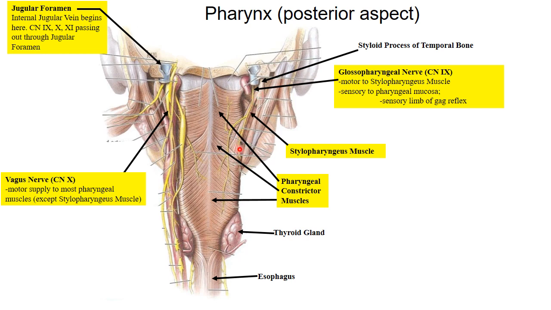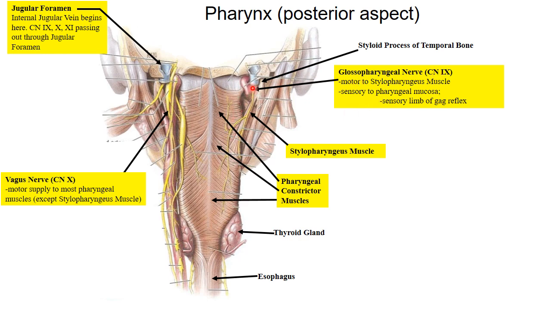It's only motor to this muscle right here, the stylopharyngeus. Okay. Now that's not to say that the glossopharyngeal nerve doesn't do very much. It has lots and lots of sensory functions to it. And among the things it's sensory to is the pharyngeal mucosa. So while it's motor to only one pharyngeal muscle, it's sensory to the entire pharynx. Okay, all the mucosa inside the pharynx gets its sensory innervation from cranial nerve 9.